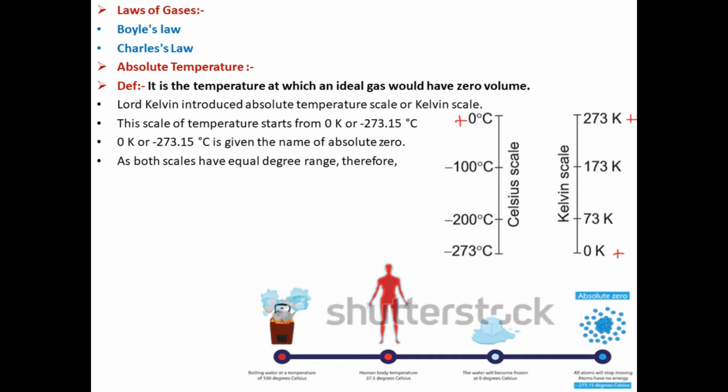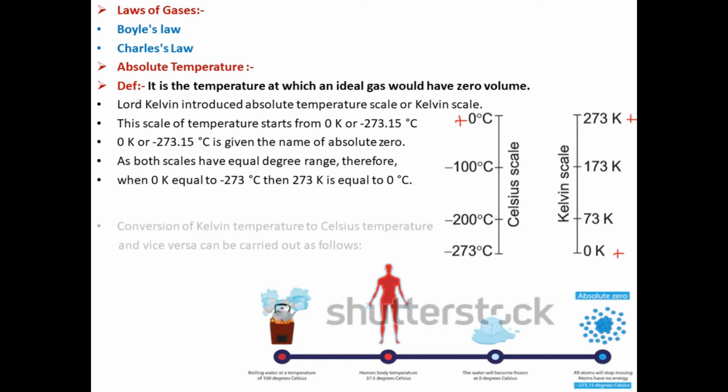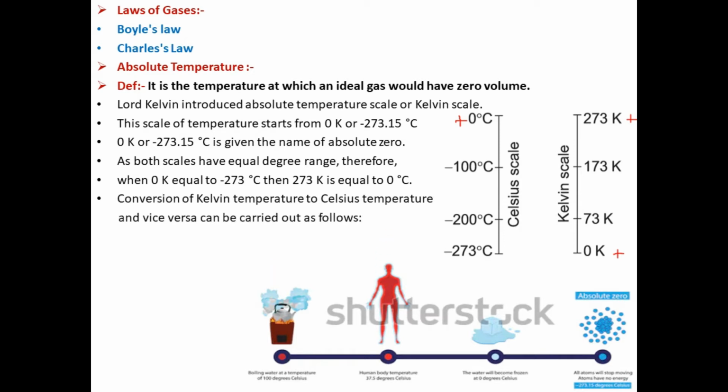As both scales have equal degree range, therefore when 0 Kelvin is equal to minus 273 degrees centigrade, then 273 Kelvin will be equal to 0 degrees centigrade. To convert Kelvin temperature to Celsius temperature and vice versa, we can follow this equation. For example, 37 degrees centigrade in the Kelvin scale will be 310 Kelvin. It is obtained by adding 273 to 37 degrees centigrade.